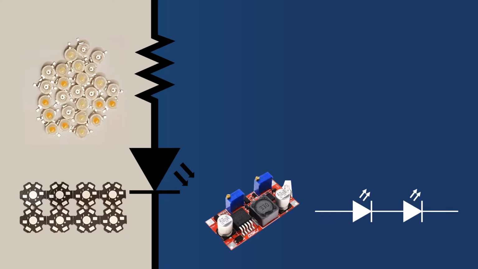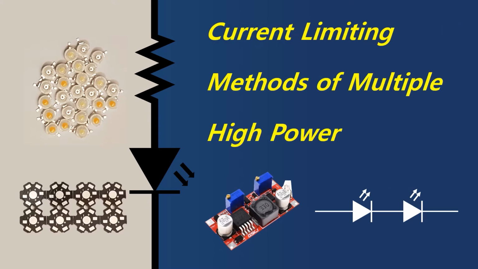Today we will look at several ways of turning on the high-power LED. Unlike general LEDs, high-power LEDs have a very large forward current. Thus, limiting current is a very important task for high-power LED applications.